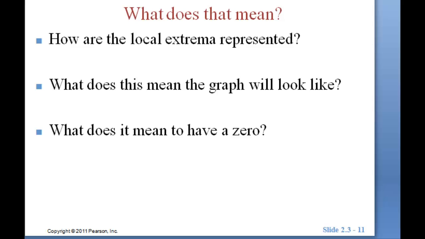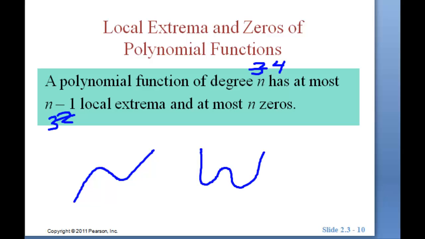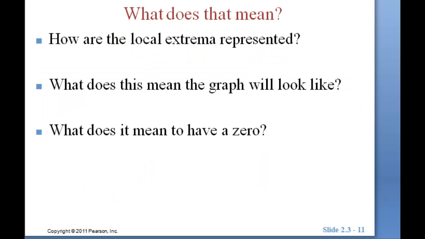So looking back at the last slide, a function of degree n will have at most n-1 local extrema. So a function of degree 3, for example, will have at most 2 local extrema. There's our third degree. If we have degree 4, we'll have at most 3 local extrema. And there's a fourth degree. So that takes care of how they're represented. They are the bends, and that is showing you what the graph looks like.